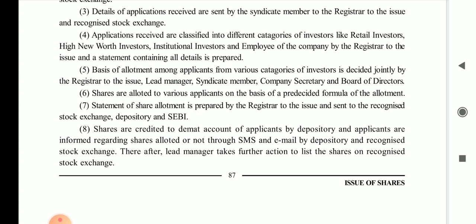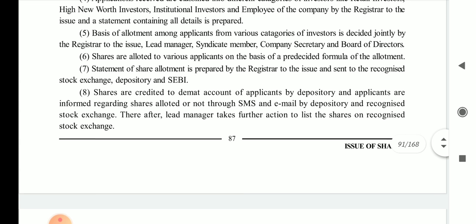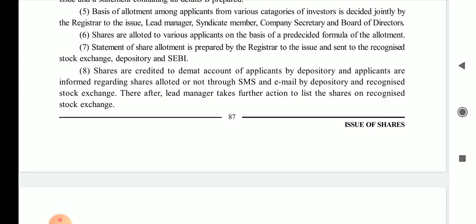Shares are allotted to the various applicants on the basis of a pre-decided formula of allotment. They will prepare a list, and according to that basis they will generate a share statement. The statement of share allotment is prepared by the registrar to the issue and sent to the recognized stock exchange, depository, and SEBI.